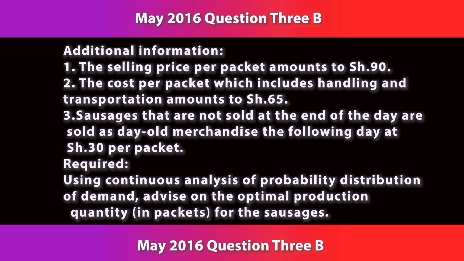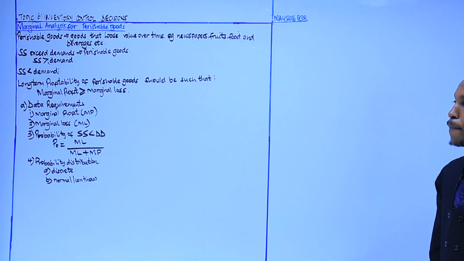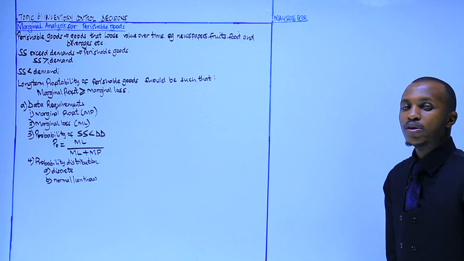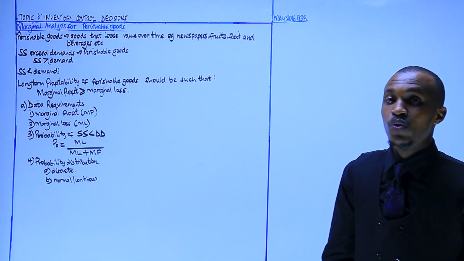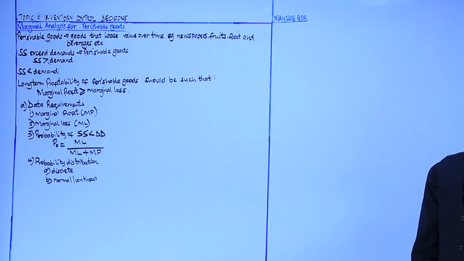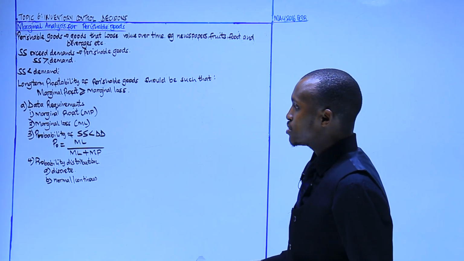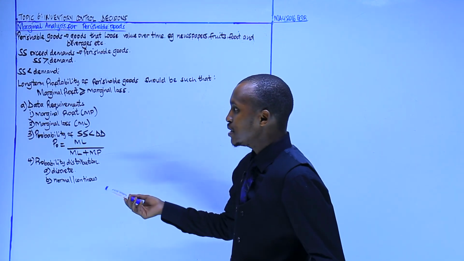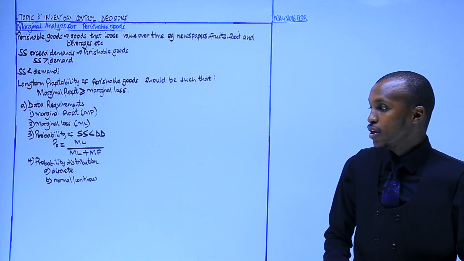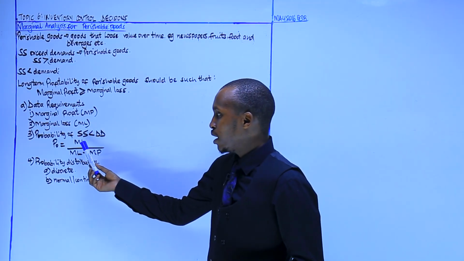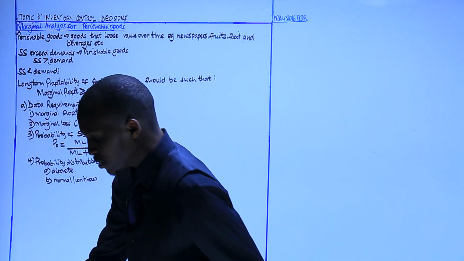Now, what we want to determine here is the optimal quantity to supply, so that you maximize long-term profitability. And for us to do that, we know long-term profitability is when your marginal profit is greater than your marginal loss. So we must determine our marginal loss, and we must also determine our marginal profit. So let's do that.